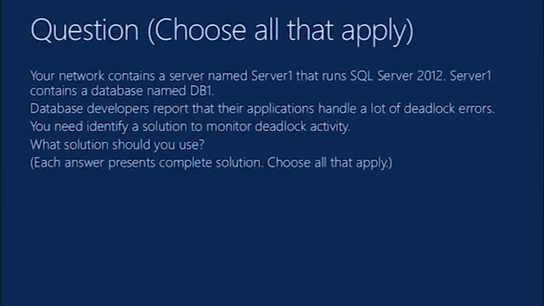So, you got a question. Your network contains a server named Server 1 that runs SQL Server 2012. Server 1 contains a database named DB1. Fantastic naming policy. The database developers report that their applications handle a lot of deadlock errors. You need to identify a solution to monitor deadlock activity. Which solution should you choose? Each answer represents a complete solution.